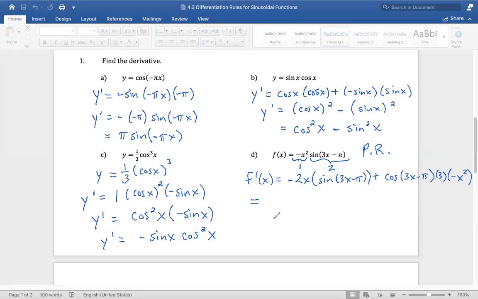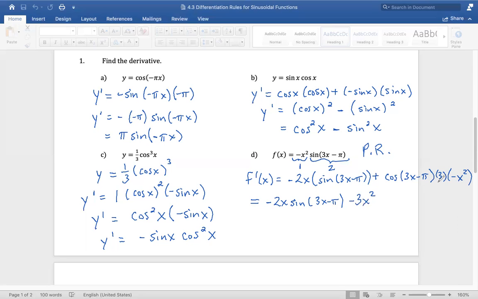So negative 2x, nothing really changes in this whole first term here. So negative 2x, maybe I can get rid of the bracket if you want, sine of bracket 3x minus pi bracket. And then I could put a plus sign, but if I'm just looking ahead here, I have a positive times the constant of 3, the coefficient, plus another coefficient of negative x squared, right? So that would be positive times a negative. So that'd be negative 3x squared that I could bring out in front.